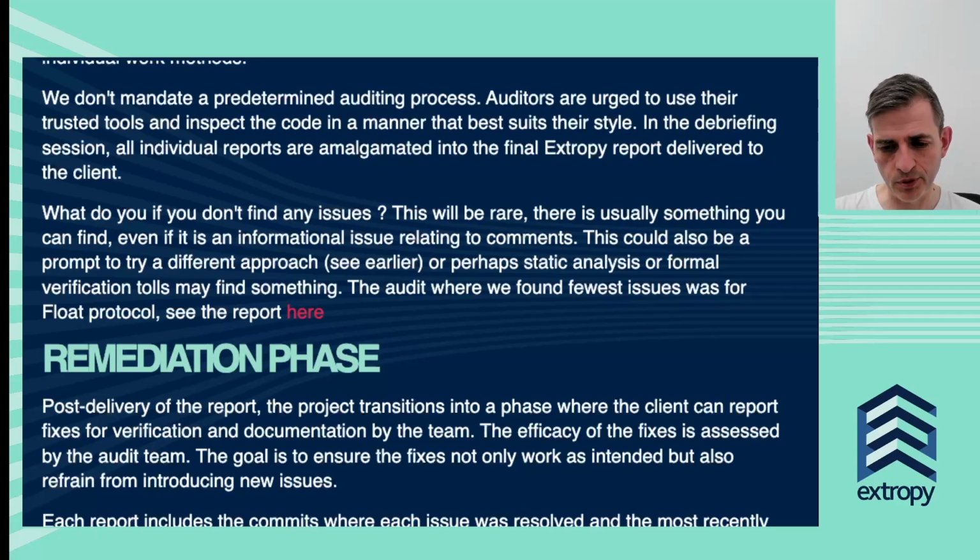We've got an example there of an audit. We've got an example report you can have a look at for Flow protocol, which was one where we did find very few issues, but even with that code, which was extremely well written, there were some issues that we could find. Now, that initial part of the audit process is all about code inspection and possibly using some auditing tools, which we've already spoken about.